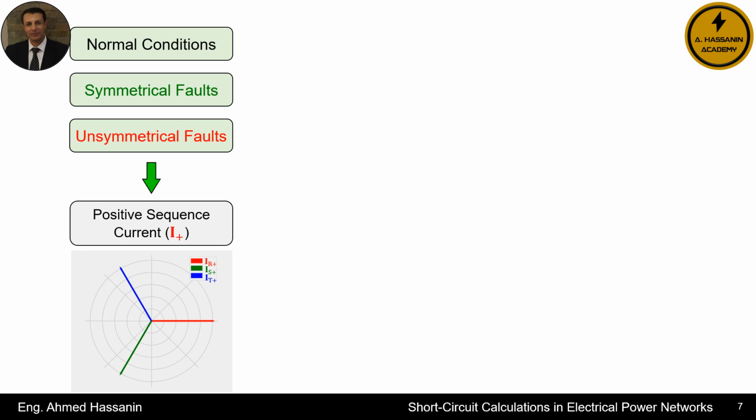The positive sequence current always appears in the electrical network as the system's normal operating current. This means that the positive sequence current is present in the network both before and after a fault occurs. Another key point is that positive sequence currents are present in both symmetrical and unsymmetrical faults.